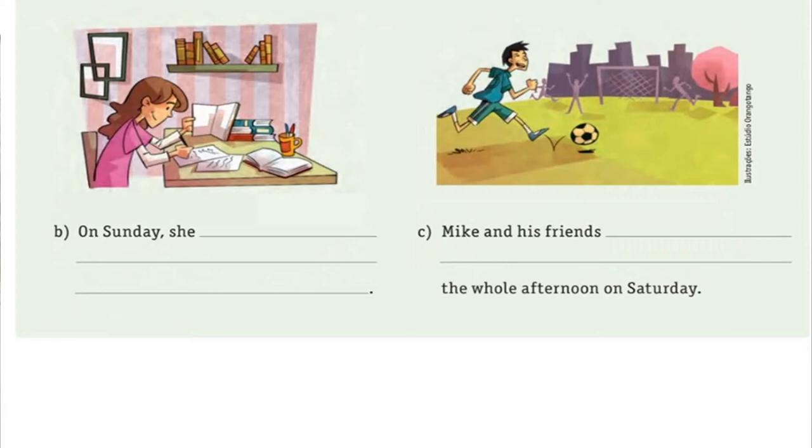What about our B? On Sunday. Então, é no domingo, né? She. O que ela fez no domingo, né? Ó, pela imagem, a gente vê que ela está estudando, né? Então, qual será o verbo? Né? Study. Mas no passado, né? Então, studied. E qual prova? Inglês ou geografia? And letter C. Mike and his friends the whole afternoon on Saturday. Então, Mike e os amigos dele, né, eles fizeram o quê? Durante toda a tarde, no sábado. Então, volta para o texto, acha aí, né, o verbo específico para cada imagem.